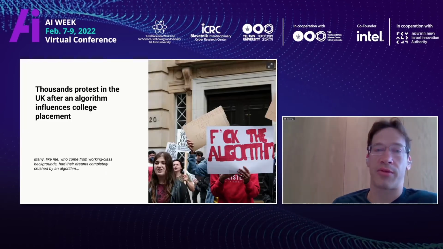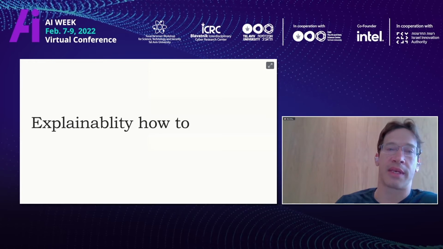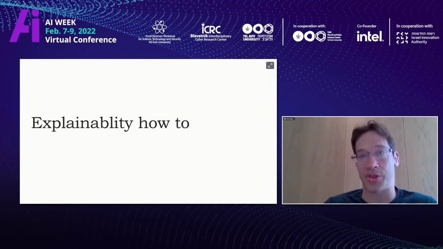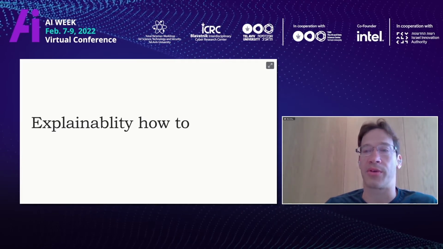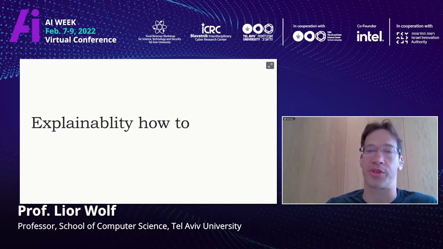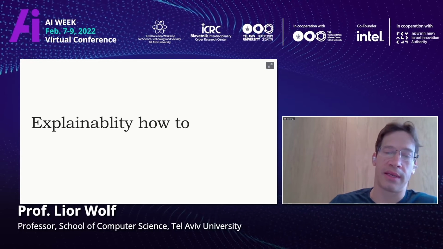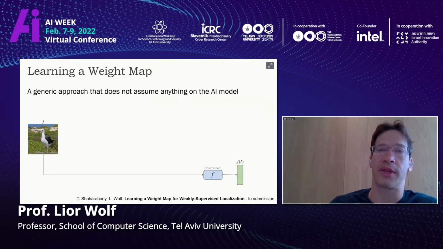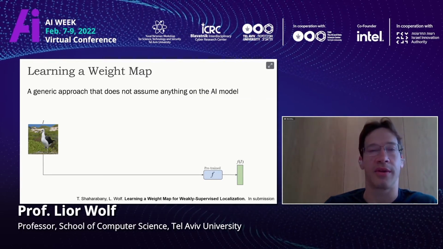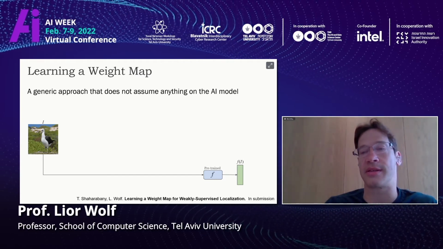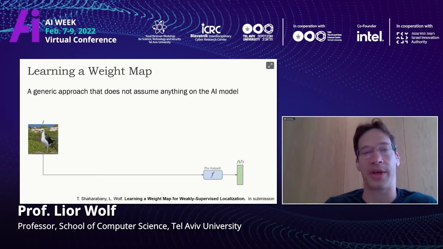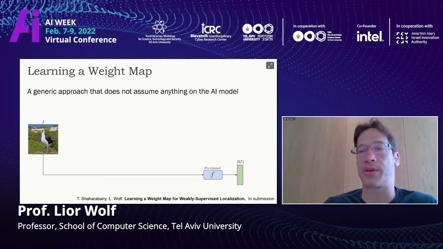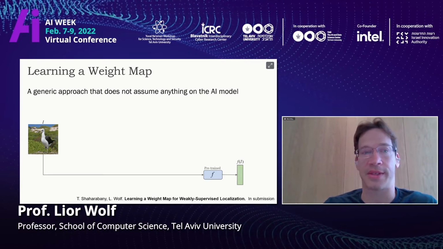So all of these call for explainability, and I'm going to describe how we achieve explainability and how we can use explainability in order to trust the AI machines. I'm going to start with a very simple method for explainability that is generic. You can apply it to any classifier that you have. You don't need to go into the black box, you can just use it.